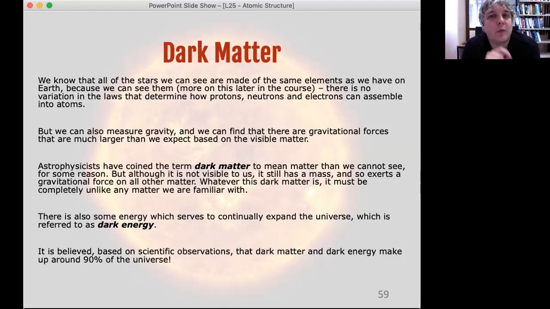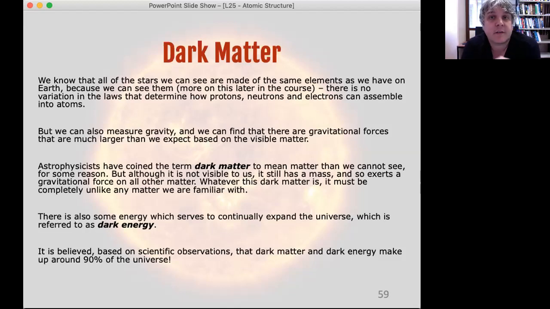However, we can also measure gravity. We can measure the force due to gravity between different stars and planets based on our measurements and observations of them. And what we've found is that there are larger forces due to gravity than we would expect based on the matter that we can see. So the matter we can see would cause gravitational forces, but the forces that we observe are greater than what we'd expect based on that matter.